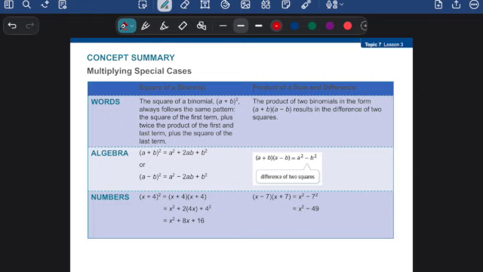We made it to the concept summary for multiplying special cases. It will always help to have this pattern recognized, a squared plus 2ab plus b squared, and to recognize the difference of two squares, where we add the terms together and subtract the terms together. And that product is going to be the difference of those two perfect squares. So memorize these patterns so you can recognize them and save yourself some time.